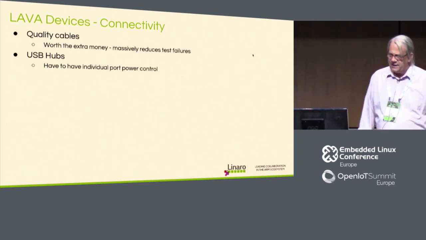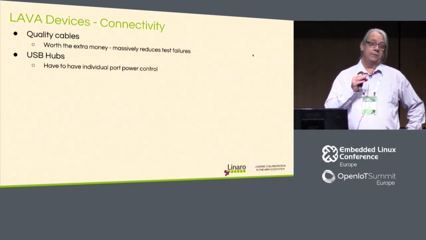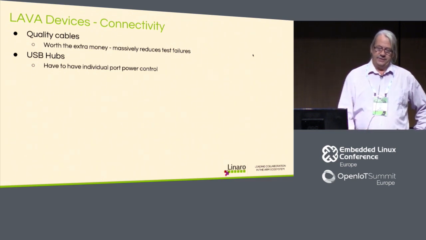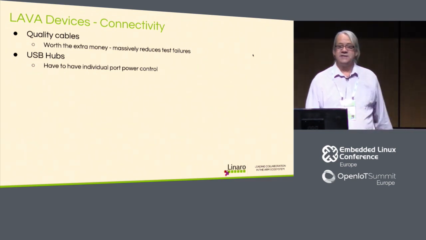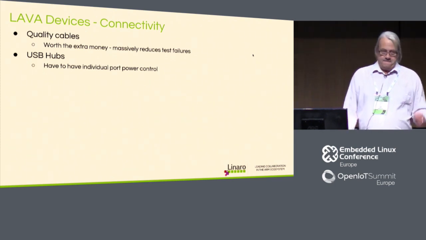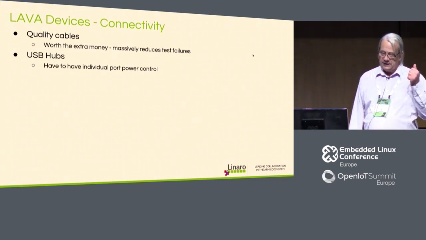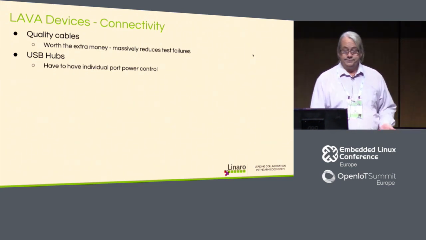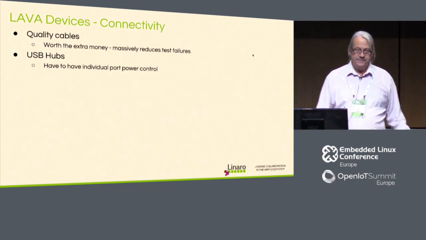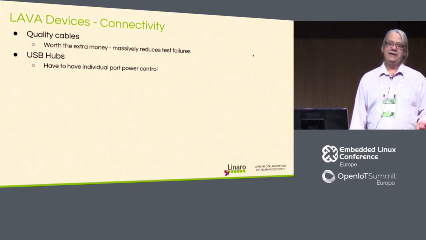So the other thing we've learned rather painfully over time, and a lot of this has come up in the last 2 years. We've had this deployment called the LKFT, the Linaro Kernel Functional Test. And it's an isolated instance of a lava lab in Cambridge. And we had a relatively high failure rate in terms of infrastructure. And those failures were serial, USB connectivity for fastboot, networking, you name it. So one of the first things we did was go and get really high quality serial cables.